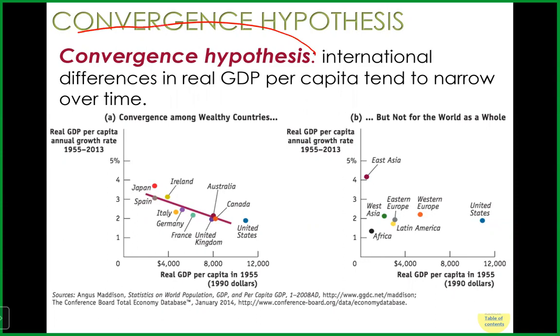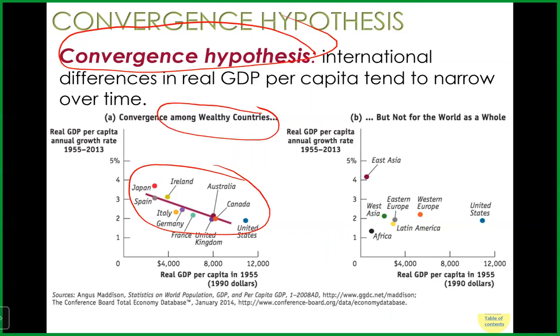Okay. So if we look at the actual data, look at the actual world. What we find is the convergence happens among wealthy countries. So what do we have here? We look at a group of countries. The horizontal line is their real GDP back in 1955, right after World War II. The vertical line is the per capita GDP growth in the following six decades. And clearly you can see there's a negative correlation.